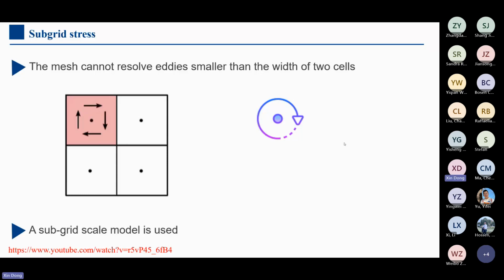Because in LES, we cannot simulate all the eddies. The answer is we use the subgrid model. A subgrid model is a model for modeling the effects of eddies smaller than the grid. Next, I will introduce two traditional subgrid models.